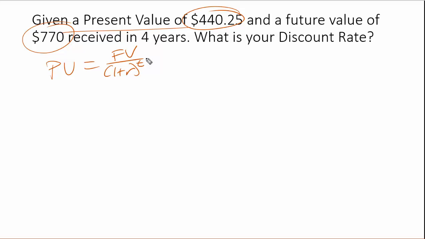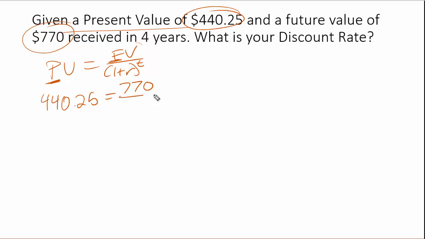And we're going to substitute all these things in here. So we have 440.25 is equal to 770, because that's our future value. The important thing to remember here is that we have present value and future value. When do you think the future value is going to come in? That's going to come in the future, of course. That makes sense. So that's the value in the future. We have the value in the present.